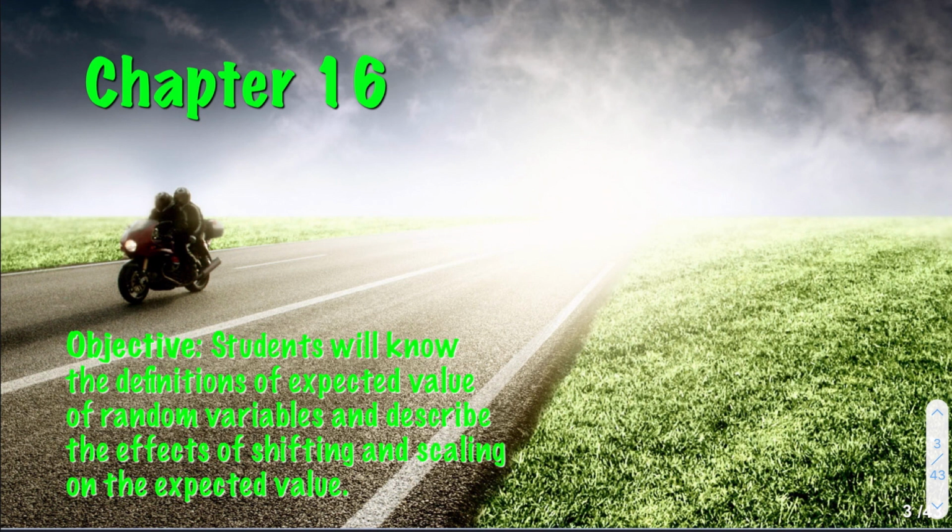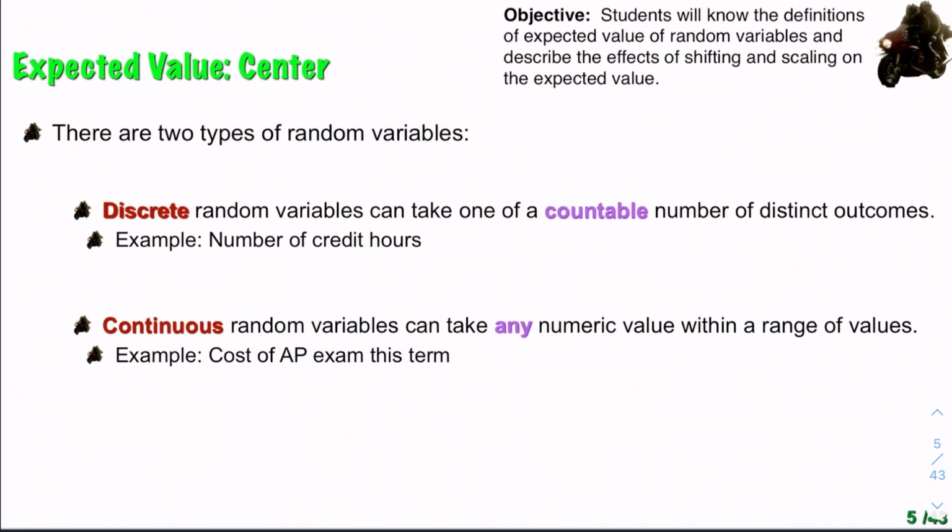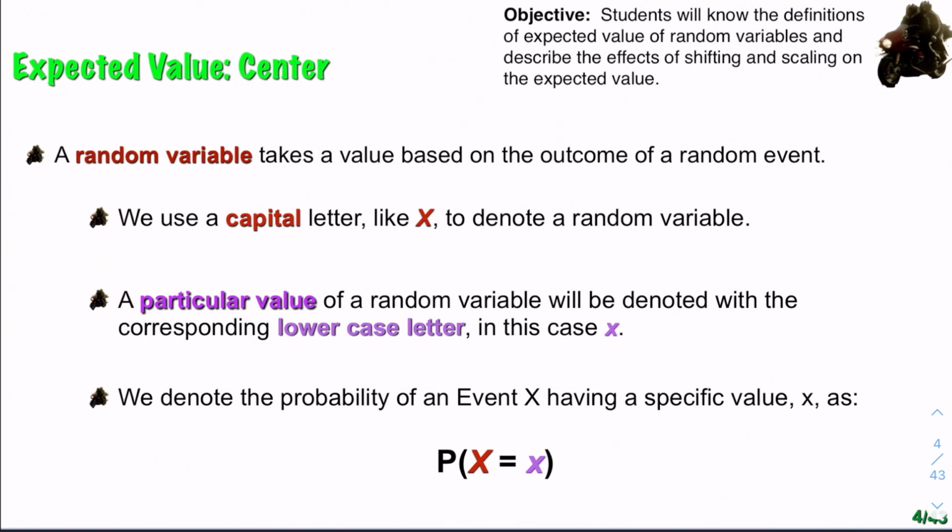And it should flow through this objective: students will know the definition of expected value of a random variable and describe the effects of shifting and scaling on that expected value. And you hear this term expected value, and you hear this term random variable. And all we're saying is a random variable takes a value based on the outcome of a random event.